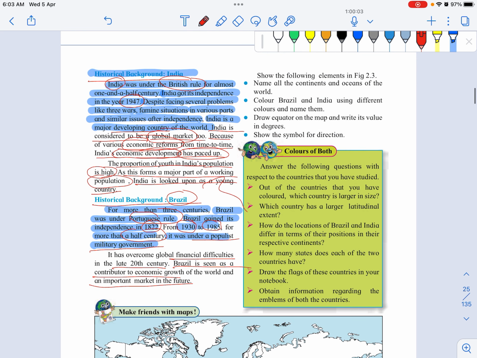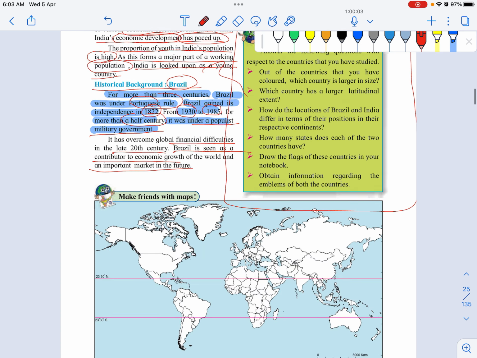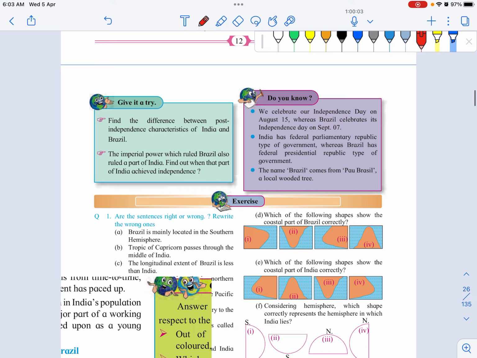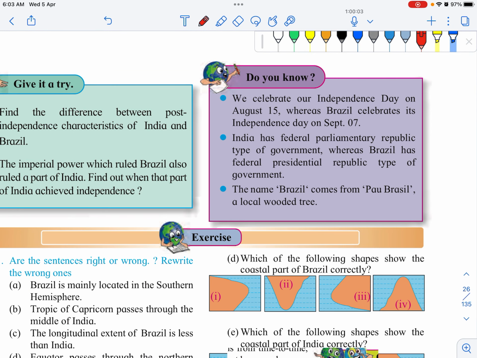So this was a comparison between India and Brazil. This part we will see in the mapping section when we do mapping. Now remember these things. India celebrates Independence Day on August 15. Brazil celebrates Independence Day on September 7. India has a federal parliamentary republic type of government. Brazil has a federal presidential republic type of government. In Brazil, the president is important. In India, the prime minister is important.